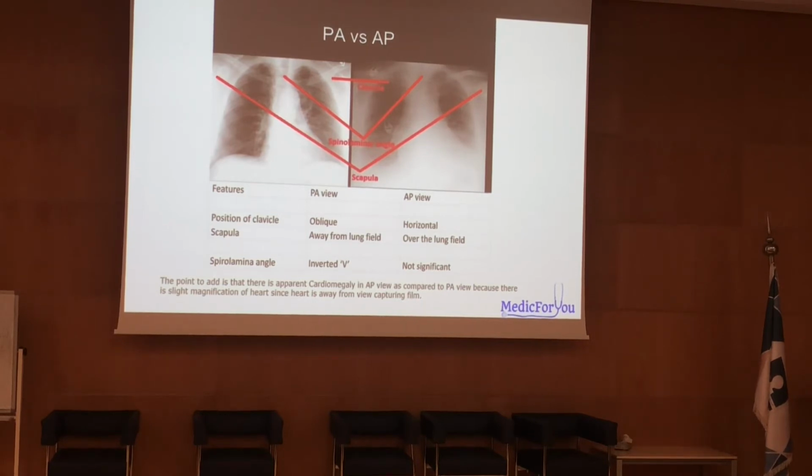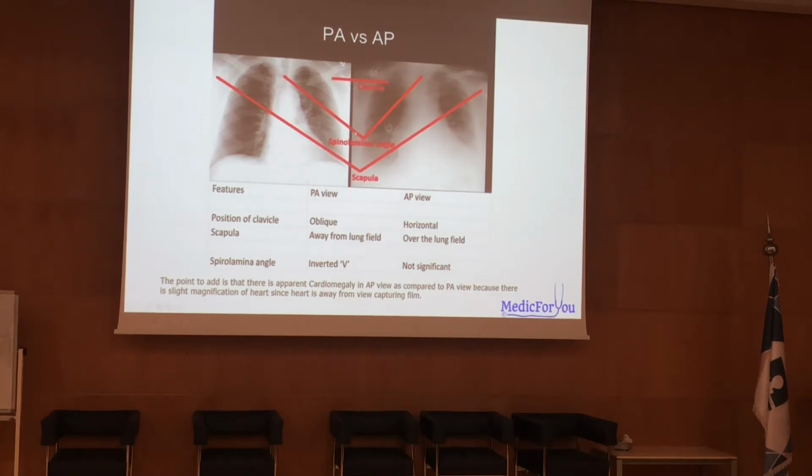So the scapula, as noticed here, is an outfield view. What is here? Still you can see the scapula. The clavicle position, you see in the PA view. What is the clavicle position compared to this one? And the other thing is the angle.